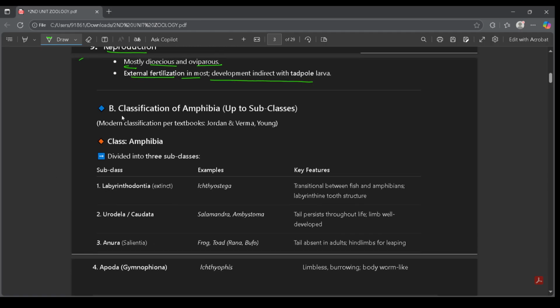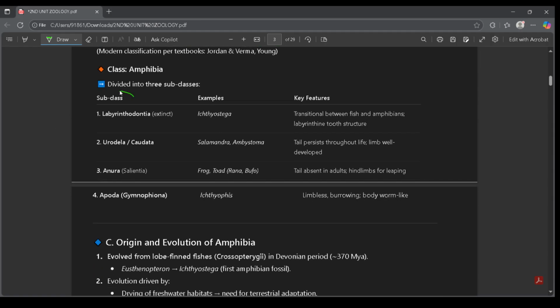Now we'll discuss the classification of Amphibia up to subclasses. Number one, the subclass which is extinct, is called Labyrinthodontia. Example as you can see here. What are the key features? Transitional between fish and amphibians and labyrinthine tooth structure. Next, Urodela or Caudata. Examples are Salamandra and Ambystoma. Their key features are tail persists throughout life, limbs well developed.